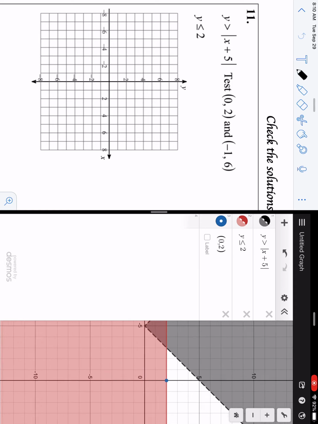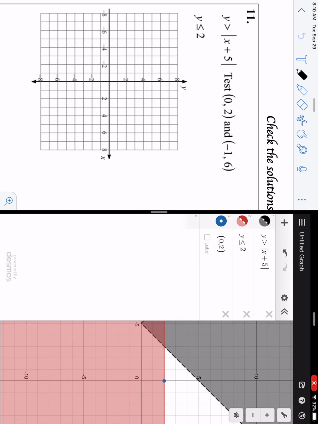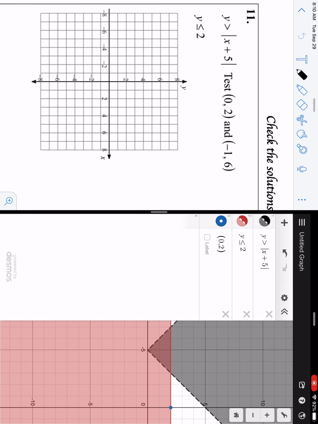And what you want to look for is whether the point falls inside the double shaded region, which we covered yesterday, right? If it falls inside the double shaded region or lands on the solid line that's included within the double shaded region, then it works, okay? So 0, 2 is no.